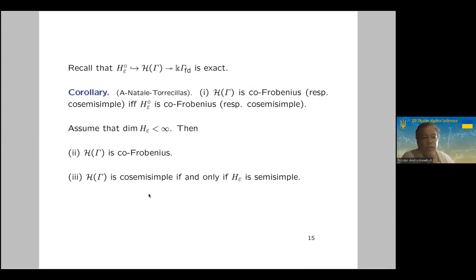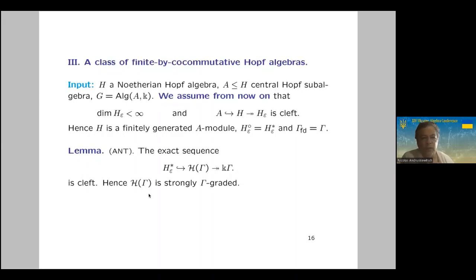Furthermore, if the dimension of H epsilon is finite, then H gamma is cofrobenius, and it is cosemi-simple if and only if H epsilon is semi-simple, by the Larson-Radford theorem I mentioned in the previous slide. Okay, so this is a very general construction, and what we could say about them is in the previous slide. Now I go to a class which is much more restricted.